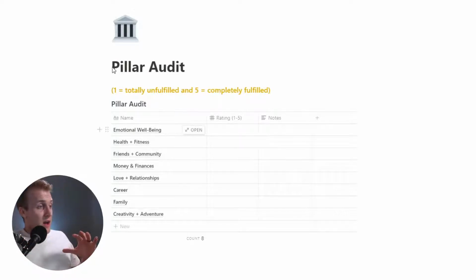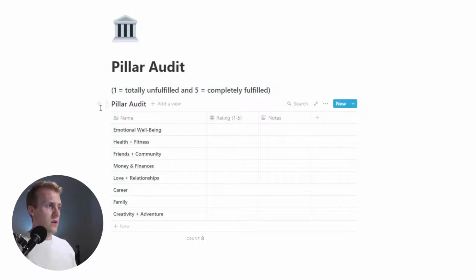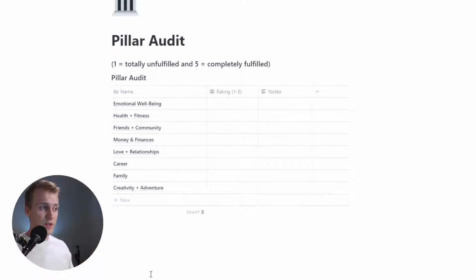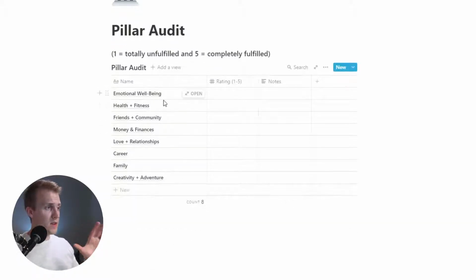And this is just a template example. I'm not going to fill any of this out. I just want to walk through this stuff to give you guys a sense of what it is. So, how you do the pillar audit is you come in here and 1 is totally unfulfilled and 5 is completely fulfilled. So I would say start with these categories. You can add more if you'd like, but I think these are pretty good. I don't think there's any gaps in here.